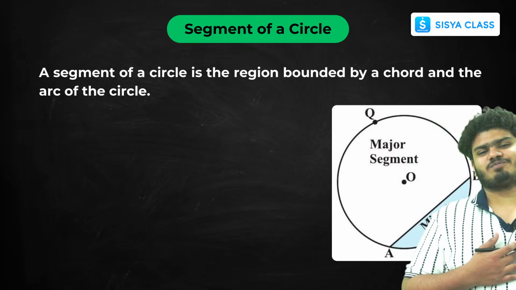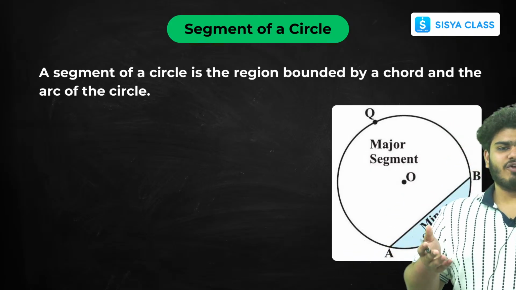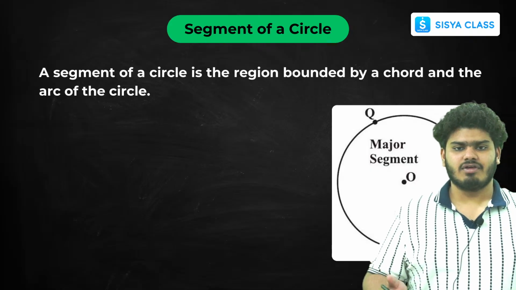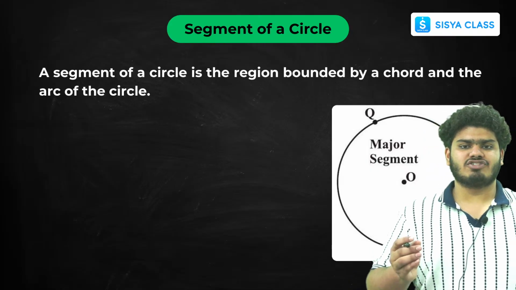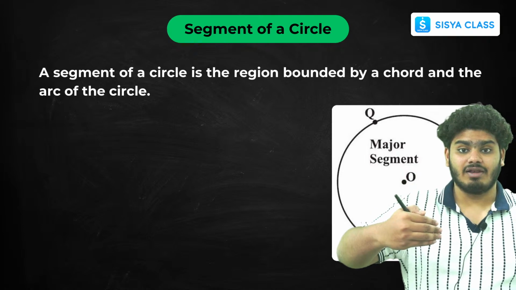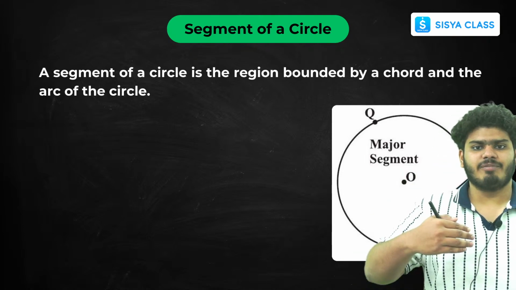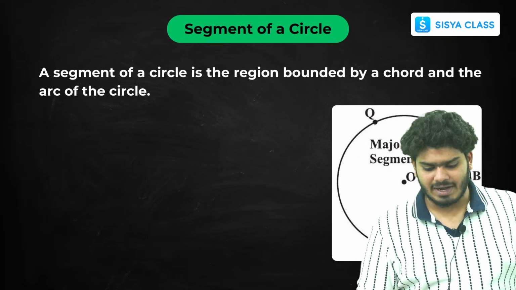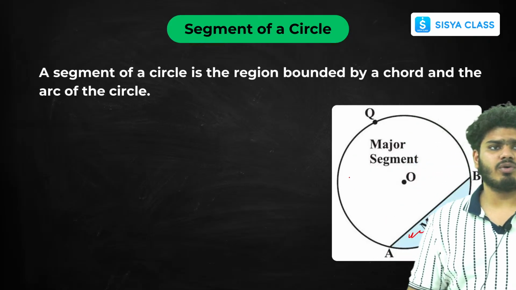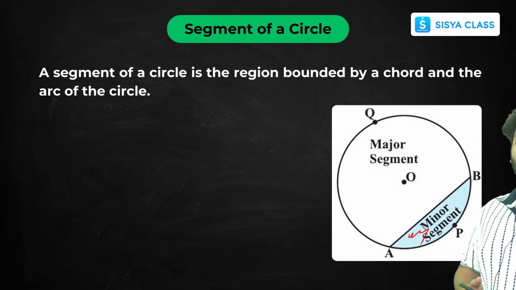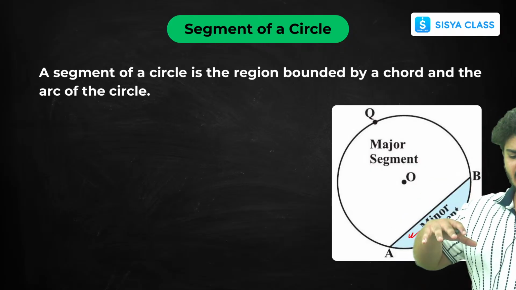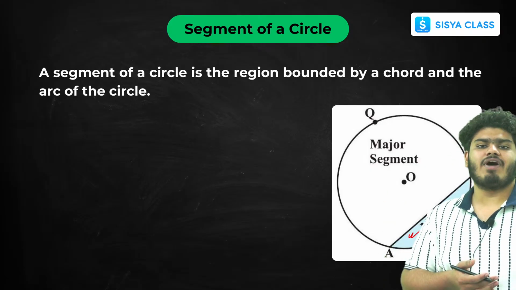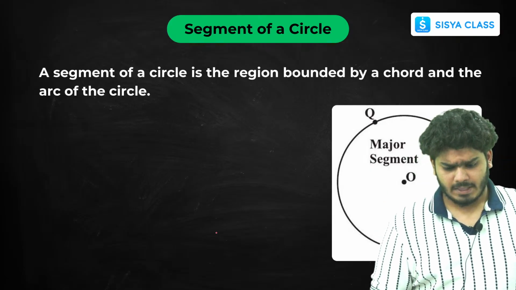So segment, we know what is a chord. A chord is joining two points on a circle, right? That's very easy. Whenever a chord is drawn, it will divide the circle into two parts, where the bigger part will be called a major segment and the minor part will be called a minor segment. Here you can clearly see in the diagram where the major part is the biggest piece of the circle and the minor part is the smallest part of the circle, where the chord is dividing the circle, right? So we can clearly define.